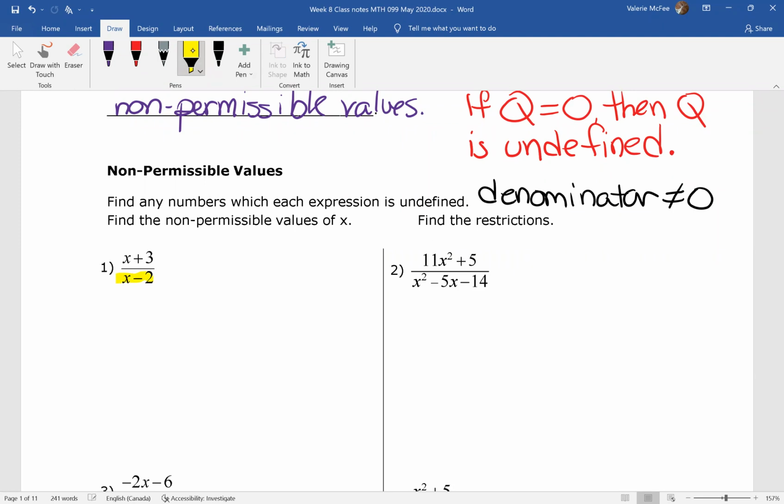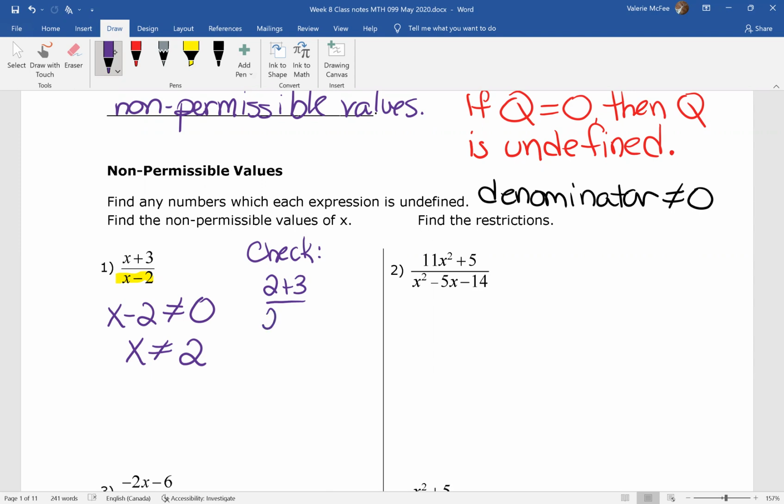So we're looking at the denominator. We know that the denominator cannot equal 0. That tells us, if we add 2 to both sides, that x cannot equal 2. 2 is the non-permissible value. And we can see that when we check. If we substitute in x equals 2, we end up with 5 over 0. This is undefined. We don't want our expression to be undefined.